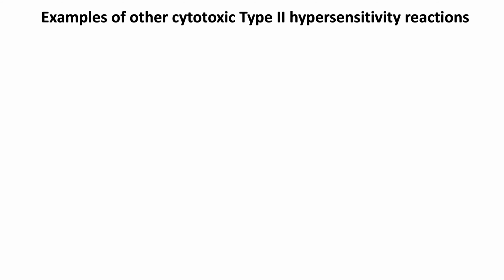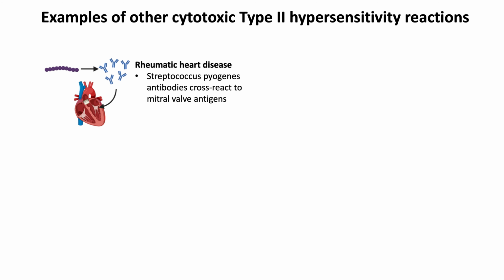There are a number of other type 2 hypersensitivity reactions, and to varying extents, they all use these same cytolytic mechanisms of destruction. Rheumatic heart disease is one example. This is an example in which Streptococcus pyogenes induces antibodies that cross-react to mitral valve antigens and can induce mitral valve scarring.